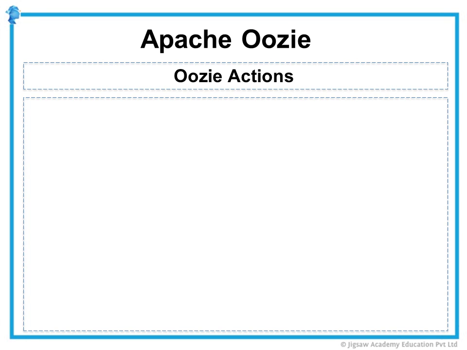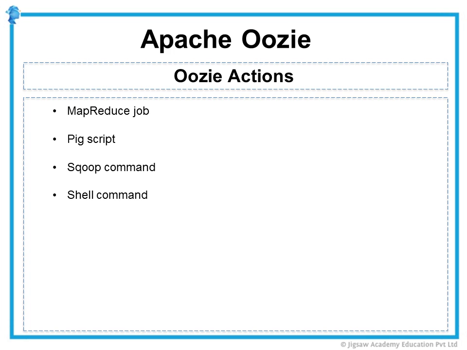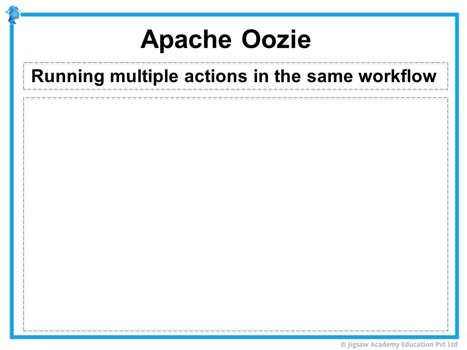So far we have seen how the following Oozie actions work. We saw how to run a MapReduce job, a Pig script, a Sqoop import command, a shell command as well, and a Hive script. Now let's see how we can combine all of them in a single workflow and then run them either in sequence or in parallel.